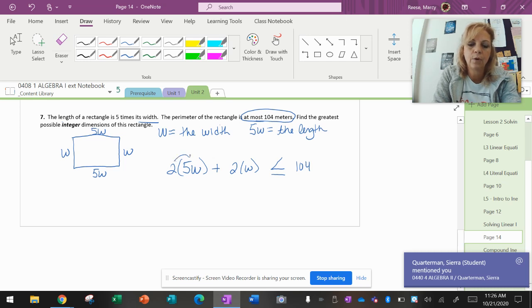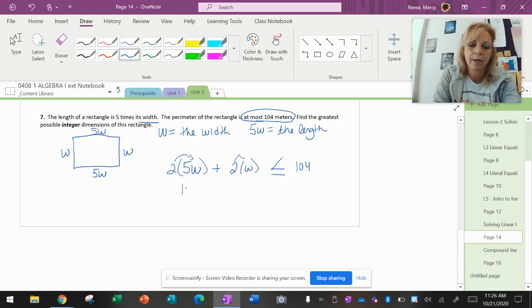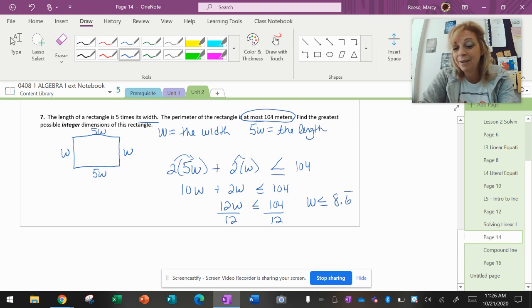Okay, so I'm going to multiply these. I'm going to combine, and I'm going to divide. And I got 8.6 repeating. Now it says find, this is where you got to go back and read the details of the question. It says find the greatest possible integer. All right, so the integer is a whole number, and the greatest one, okay?